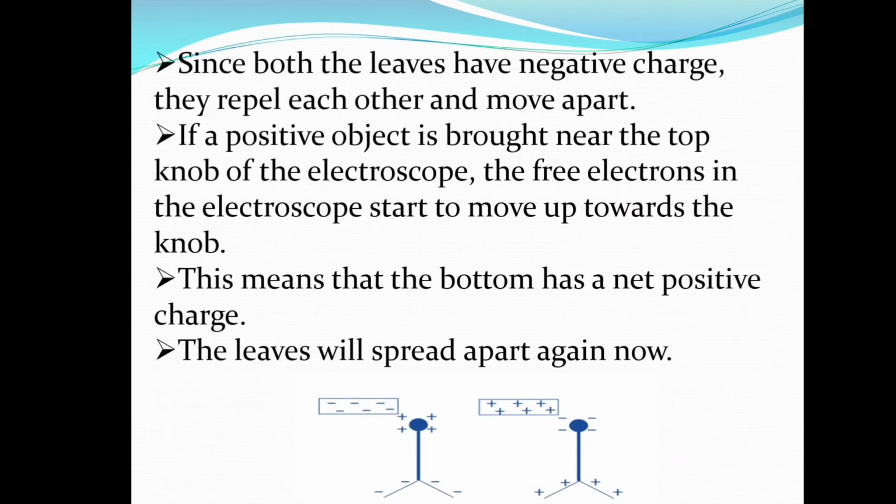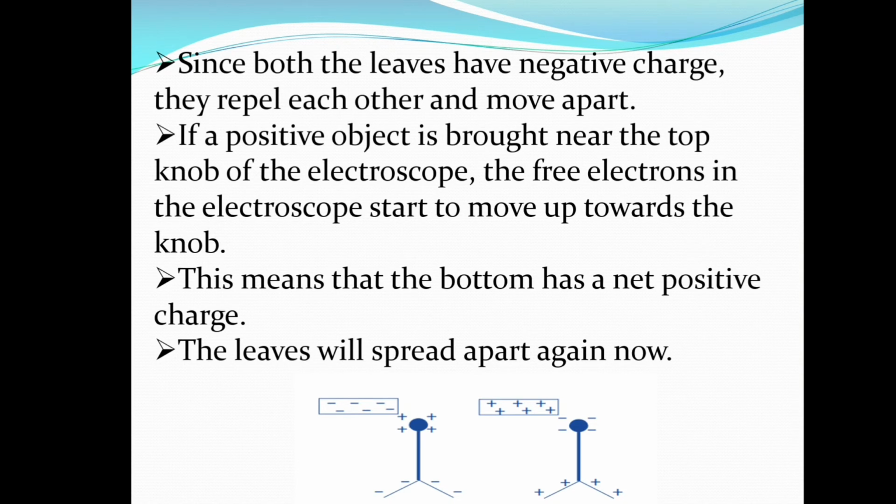Since both the leaves have negative charge, they repel each other and move apart. If a positive object is brought near the top of the electroscope, the free electrons in the electroscope start to move up towards the knob. So this means the bottom is positive and the leaves will spread apart again. The top will be negatively charged and the leaves will be positively charged.